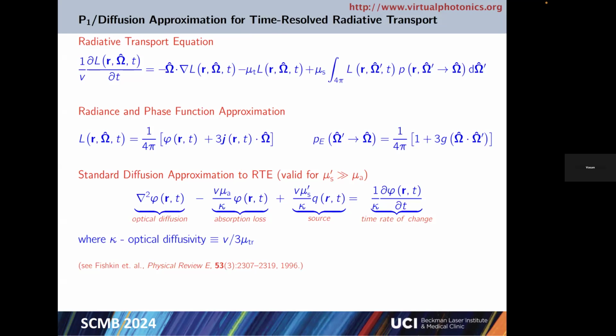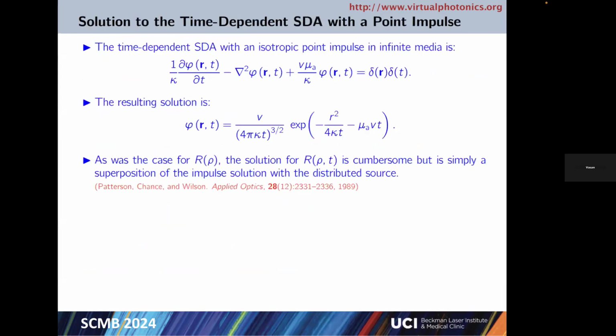There's no finite rate of propagation in diffusion. And you'll see that when I show you the results of predictions of the diffusion approximation relative to the realistic Monte Carlo solution. So I'm not going to take you through the math, but you can generate solutions to this equation using the Green's function.